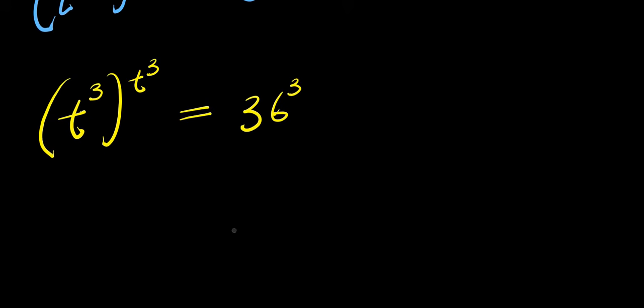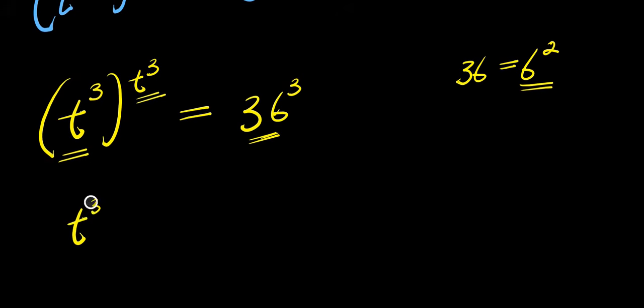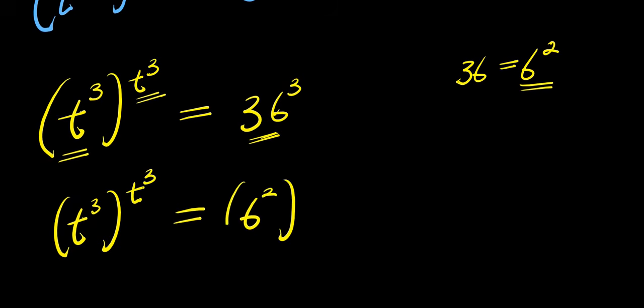Now from here, remember 36 is a perfect square. That means 36 equals 6 to the power of 2. So what we have here is the same as what we have here. So we need to also express this 36 in terms of 6 power 2. So I have t power 3 raised to the power of t power 3. And this equals 36, which is 6 to the power of 2, and this is raised to the power of 3.